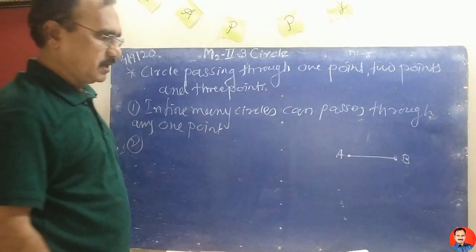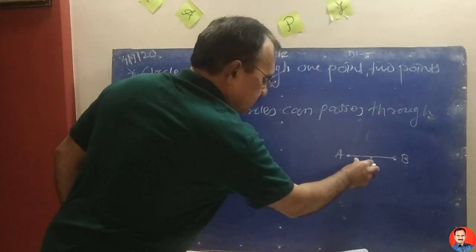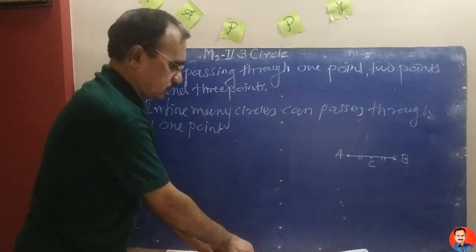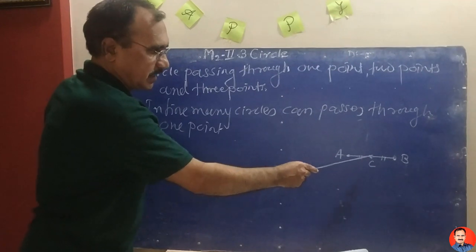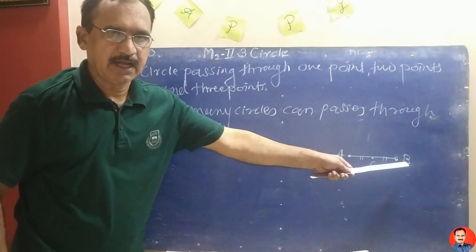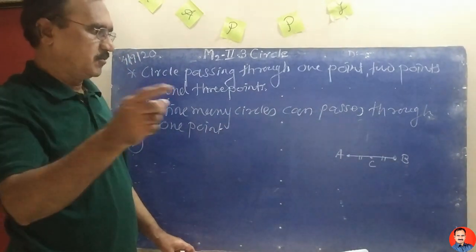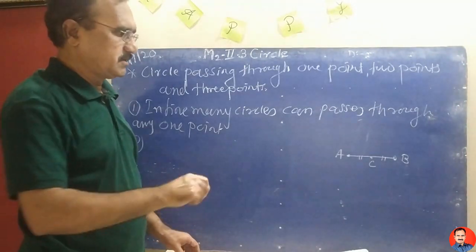How can we draw this circle? You know. Suppose this is point C. If CA and CB are equal, put the pointer here, take radius CA and CB and draw the circle. A circle can pass through points A and B. Means, can only one circle be drawn passing through points A and B? No. Infinitely many circles also.